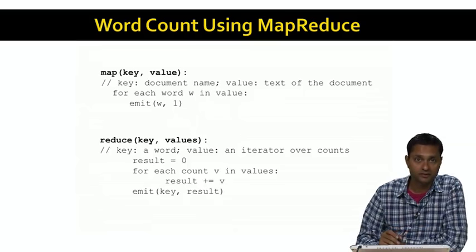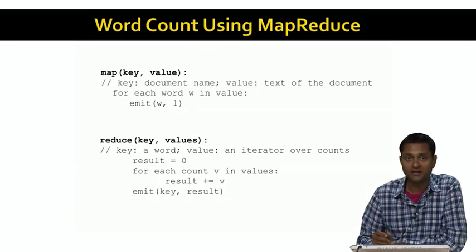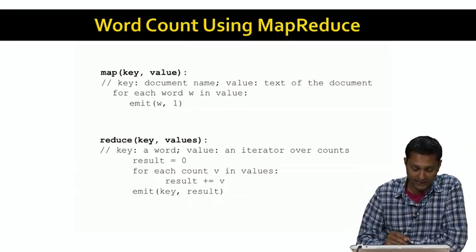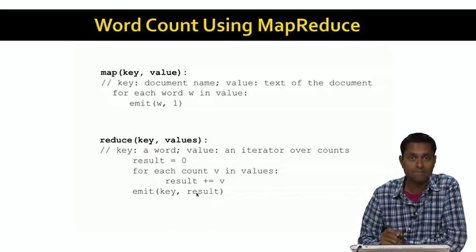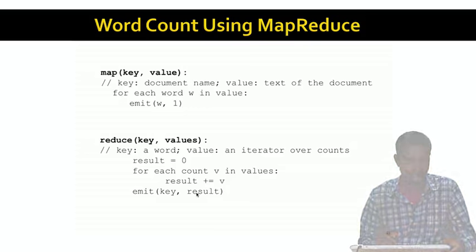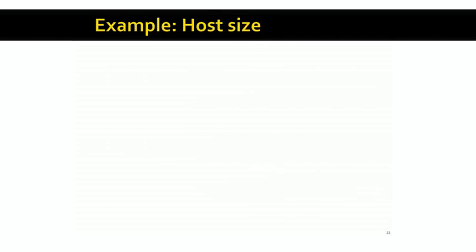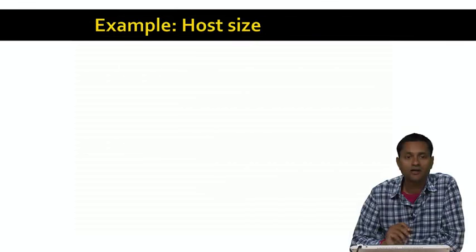And here's the reduce function. The reduce function, remember, takes a key and a set of values. The set of values all correspond to the same key. In this case, it just iterates through all the values and sums them up. And the output has the same key, and the value is the sum. We looked at a very simple example of word count using MapReduce. Now, let's look at a couple more examples.